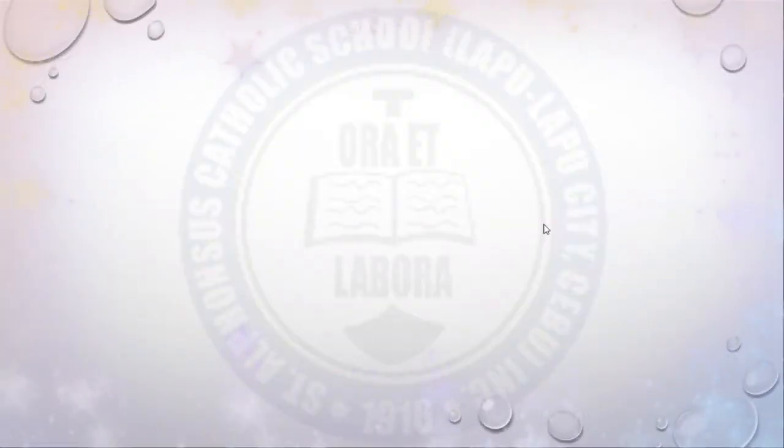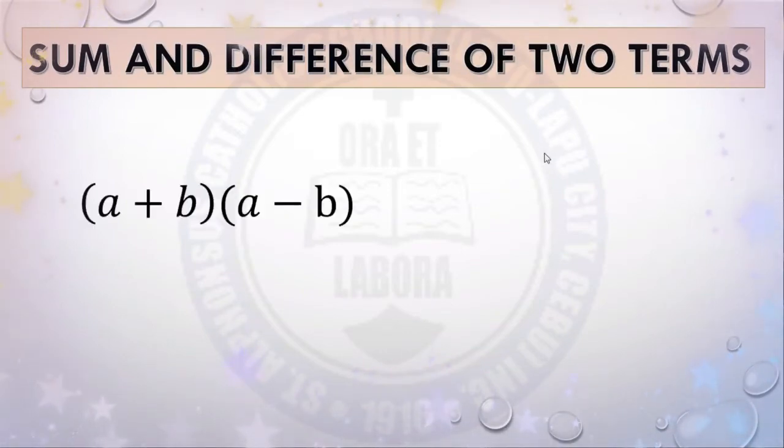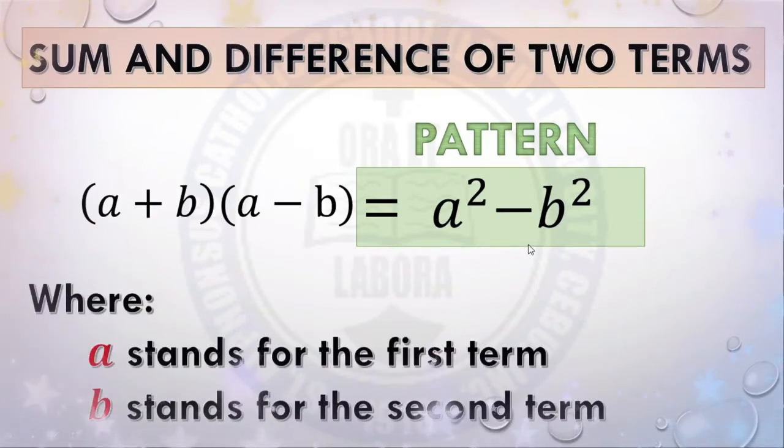You can say that the factors are sum and difference of two terms if they have the same first and last terms and opposite operations. The other one is addition and the other one is subtraction. If this is the case, then you can use the pattern, which is a squared minus b squared, where a stands for the first term and b stands for the second term.